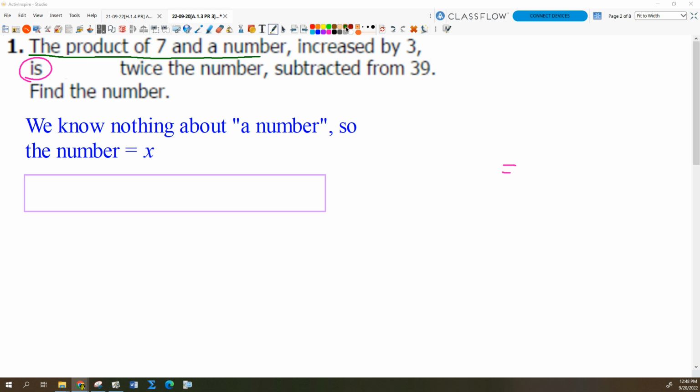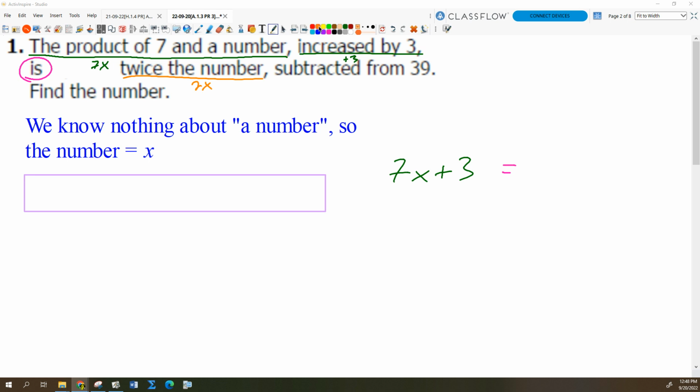The product of 7 and a number, how am I going to say that first of all? 7x, right? Product means multiply. So that looks an awful lot like 7x, increased by 3, plus 3, is, so equals. There we go. 7x plus 3 equals twice the number, 2x. Everybody agree? 2x.